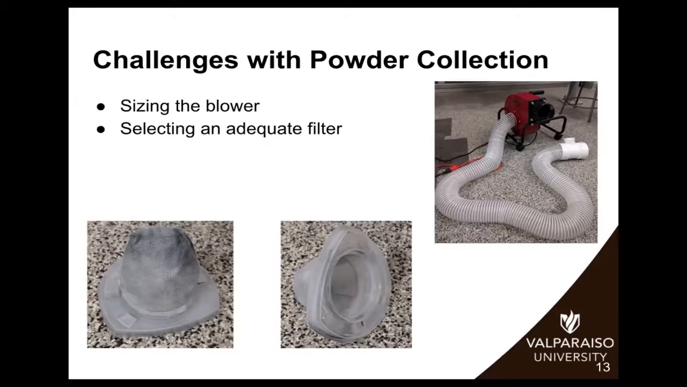Some of the challenges we faced with this powder collection was sizing the blower. There's a lot of components we had to look into. We had to figure out what kind of piping diameter we want to attach this to, what kind of cubic feet per minute we need for this blower to get adequate cooling rates, what kind of static pressure we need. So there's a lot of thought and calculations. We bought one that didn't work, so we had to return that and go with a different one. So there was a lot of process in that.